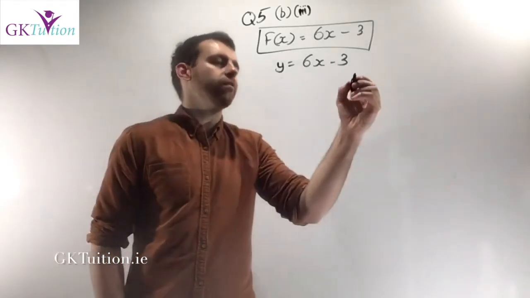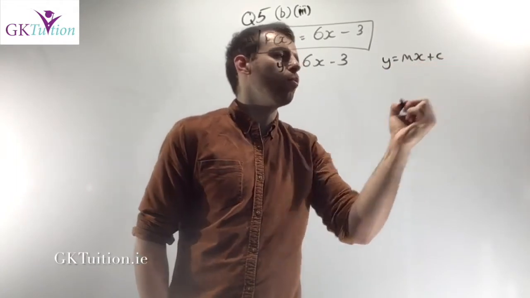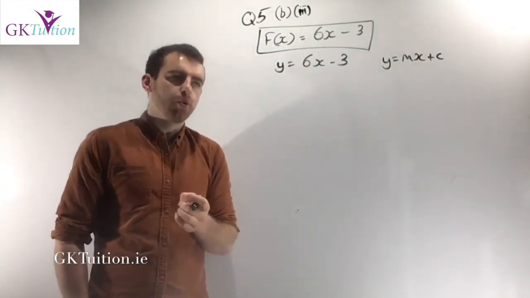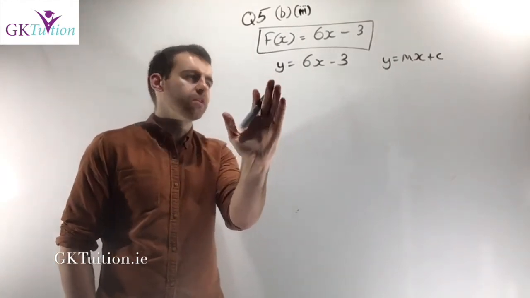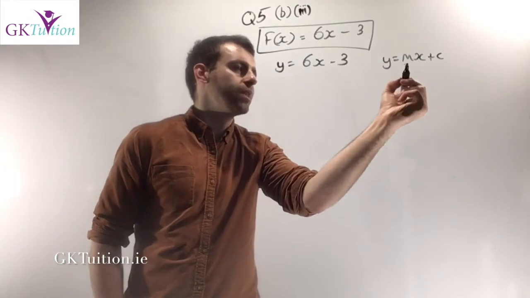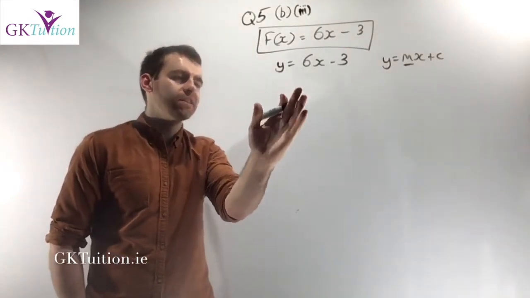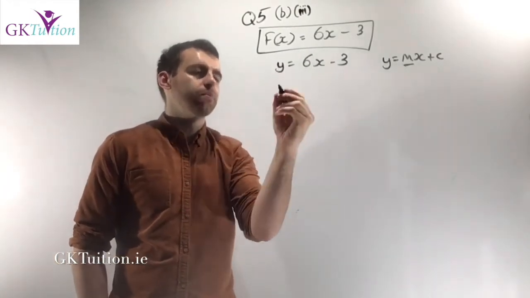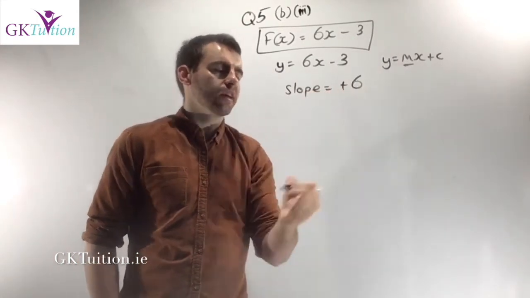This line is in the form where y is on its own. Or in other words, the line is in the form y equals mx plus c. You should remember from your coordinate geometry that if you have the equation of a line where the y is on its own, then whatever's in front of the x is your slope. In this case, the thing in front of the x is a plus 6. I could say that the slope of this line is equal to plus 6.